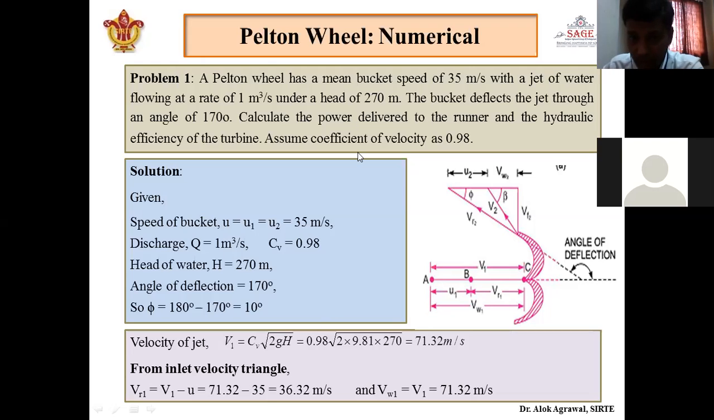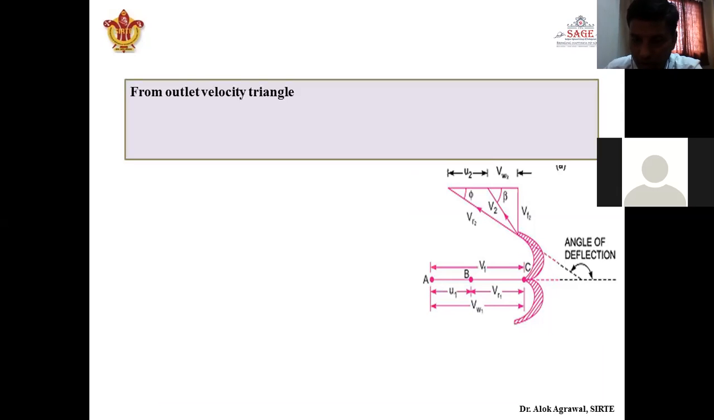Now in numerical, it is not given that there is a loss due to friction when fluid travels from point C to outlet velocity. So here there is no loss, no frictional loss of any kind. So what we will consider that relative velocity will remain unchanged, that is VR2 is equal to VR1. So when we go to the outlet velocity triangle, one thing we have is the value of VR2 which is equal to VR1, that is 36.32 meter per second.